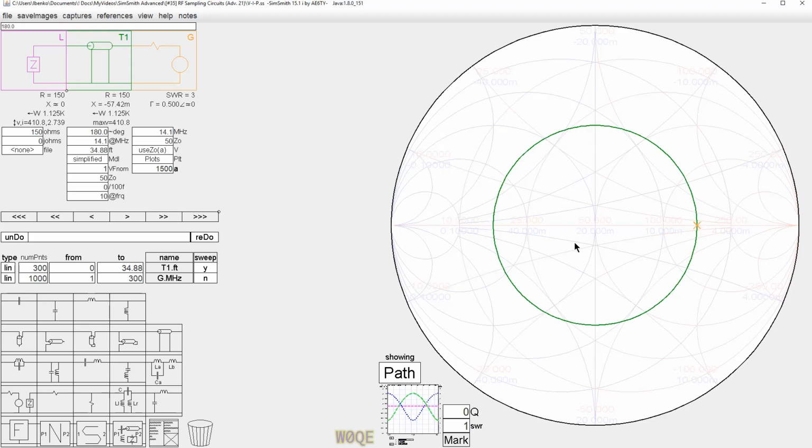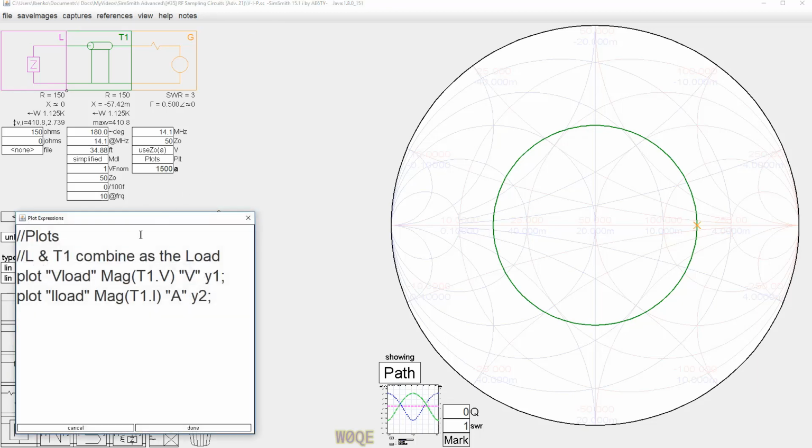So in this case right here, we have a 1500 watt generator which has an output impedance of 50 ohms. That's the Z0, it means it's a 50 ohm output impedance. So it produces a maximum power output at a 50 ohm load. Anything else is less than the 1500 watts out. We do two simple plots. One, we plot the voltage right here from T1 to ground, the magnitude of T1.V, and we plot the magnitude of the current here going into T1 as T1.I, and we're done.